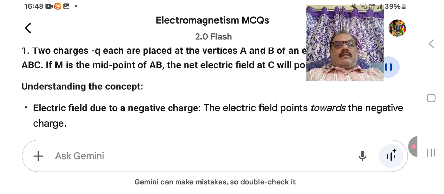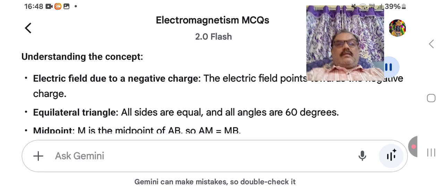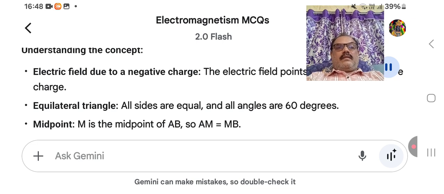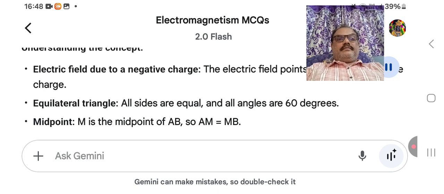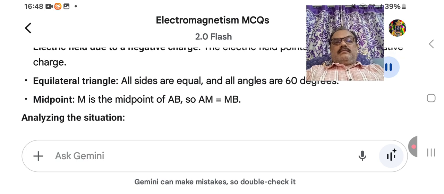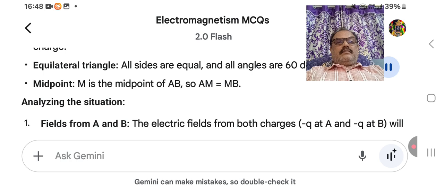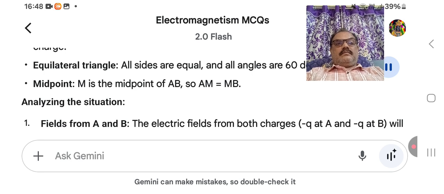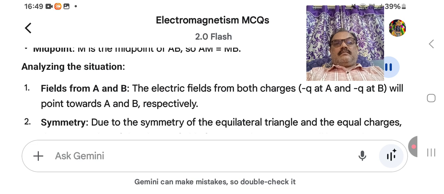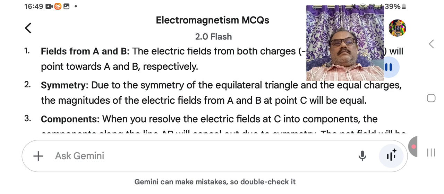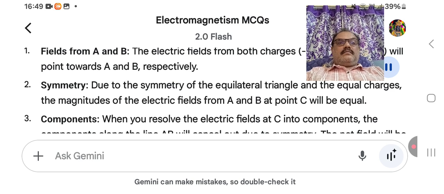Equilateral triangle: all sides are equal and all angles are 60 degrees. Midpoint M is the midpoint of AB, so AM equals MB. Analyzing the situation. 1. Fields from A and B. The electric fields from both charges will point towards A and B respectively. 2. Symmetry. Due to the symmetry of the equilateral triangle and the equal charges, the magnitudes of the electric fields from A and B at point C will be equal.